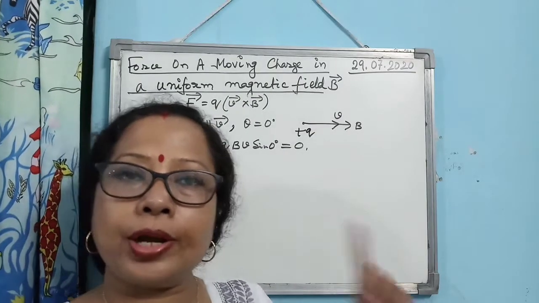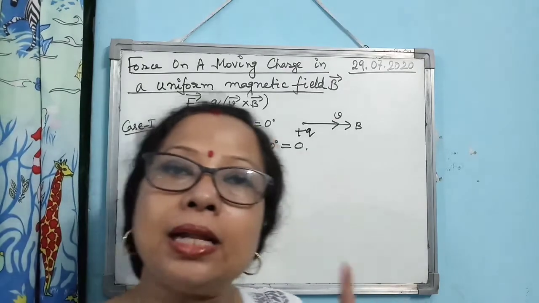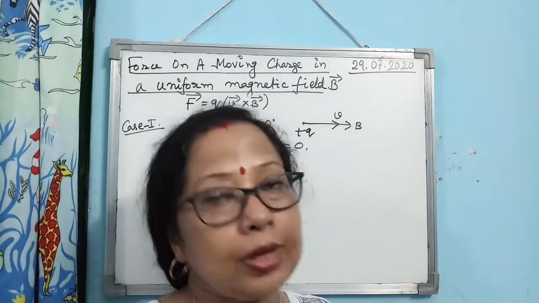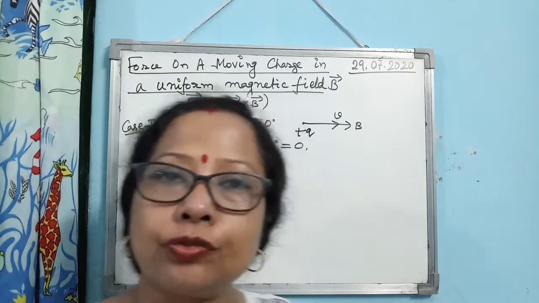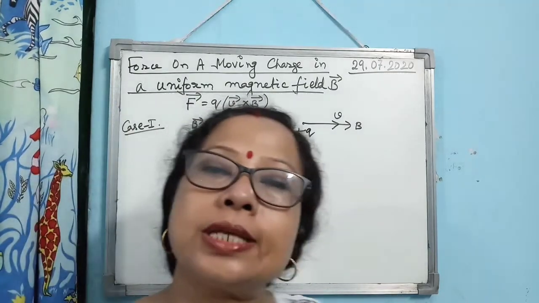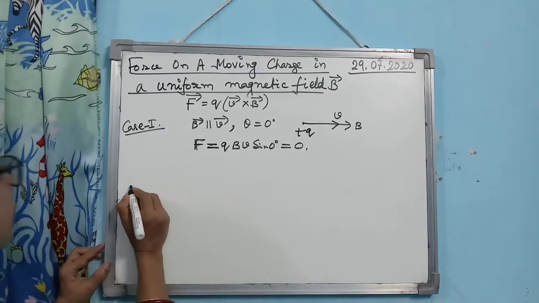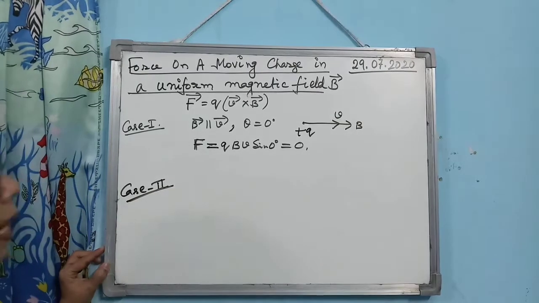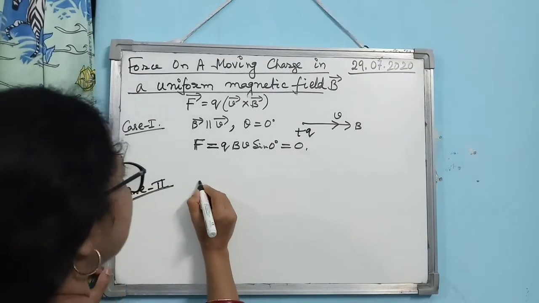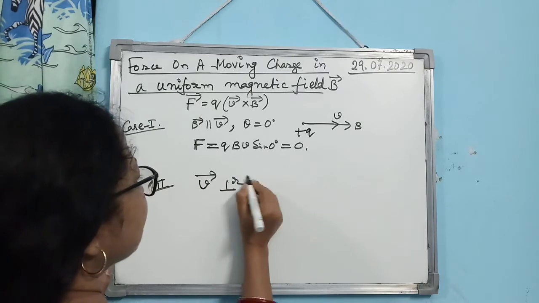This is the point you must remember, that when a charged particle moves parallel to the uniform magnetic field, then the charged particle does not experience Lorentz force, or the Lorentz force experienced by the charged particle is 0. Now the second case is that the charged particle is moving perpendicular to the magnetic field.